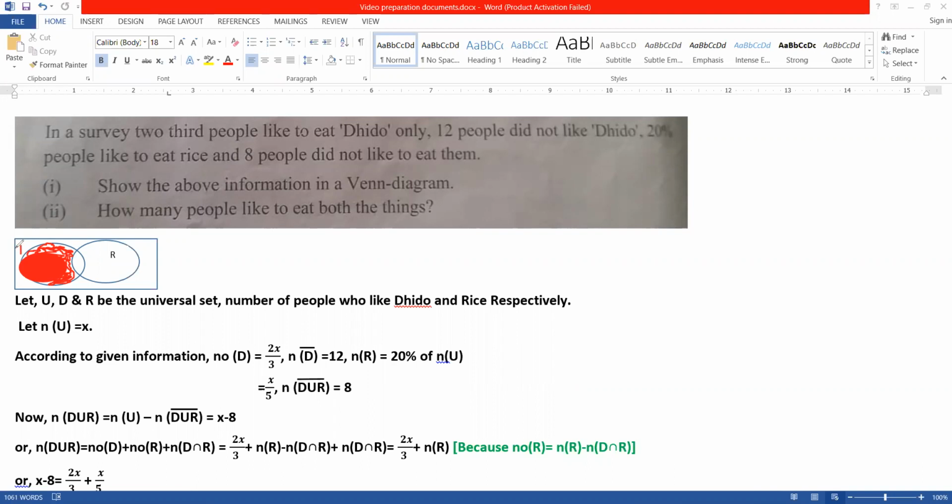Let me write, it's overlapped, that's why let me write it here. So D, and this one is rice. Only rice is this much part. Let me show it with another color. This part is only R in the Venn diagram, and this whole rectangle is known as the universal set.